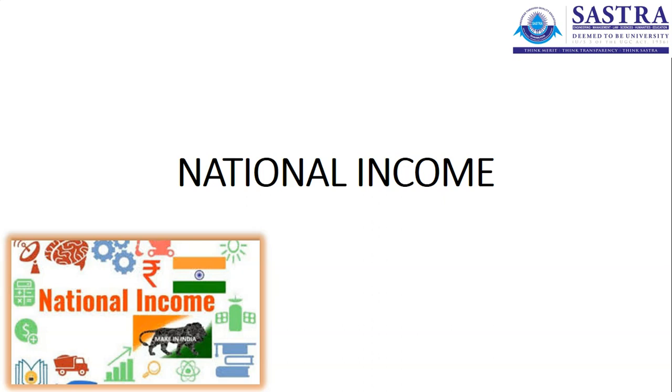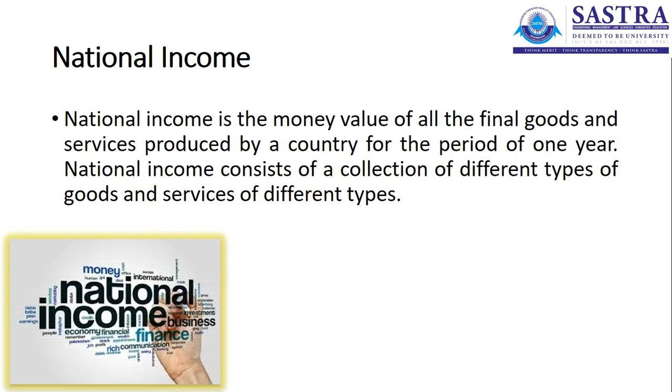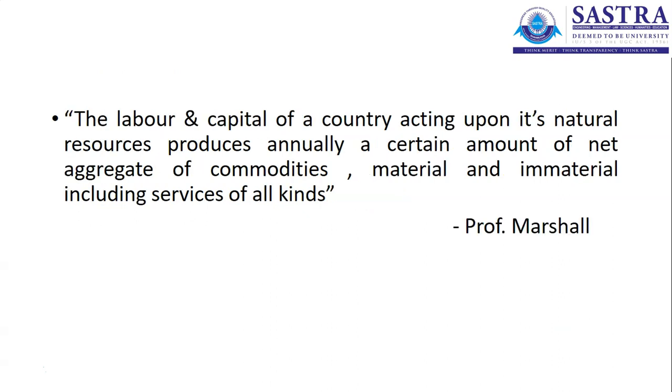So in general, we understand national income as the total value of goods and services produced in a particular country during a given period of time. It is normally calculated for 1 year. We need to understand the meaning of national income. National income is the money value of all goods and services produced by a country for a period of 1 year. It consists of the collection of different types of goods and different types of services rendered in the particular country. This is the way in which national income is calculated.